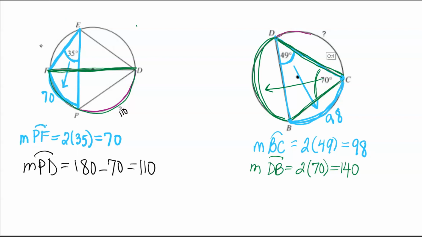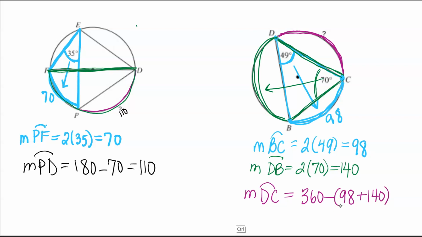Leaves us with this. Now, is there a relationship between this green arc, this blue arc, and the pink arc here that I had written? There is. All 3 of those arcs should add to 360, which means they would make up a complete circle. So the measure of arc DC is equal to 360 minus that 98 and that 140. So you can add them together and then subtract, or you could just write it like that.